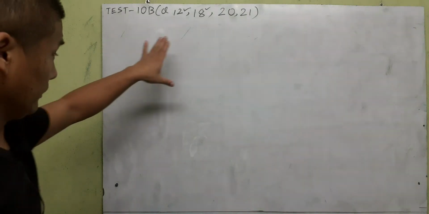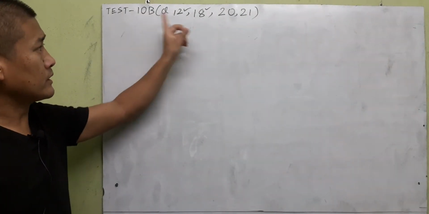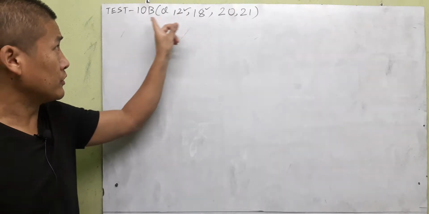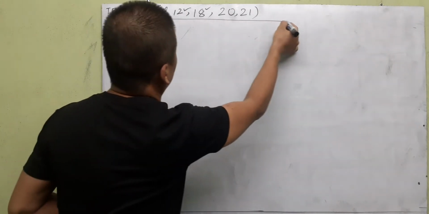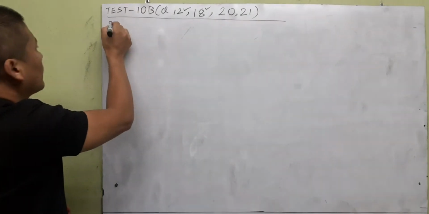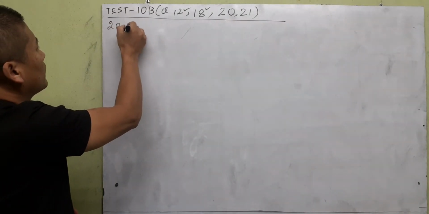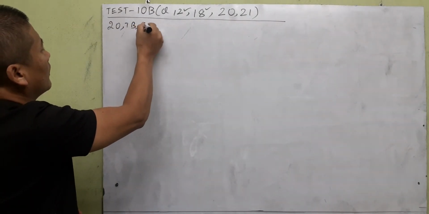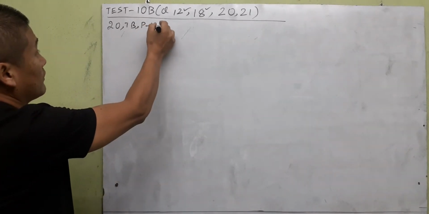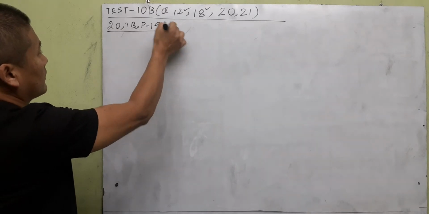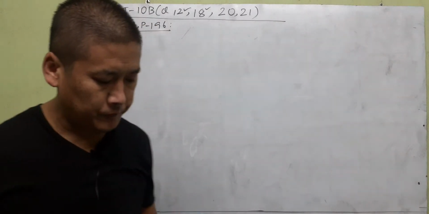Okay, so in this class we will discuss the last two questions of this test portion, 10B. These questions you'll find in the textbook. Question number 20 you'll find in the textbook, page 196. So go there to your textbook.